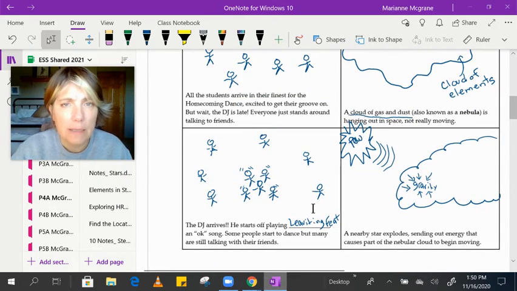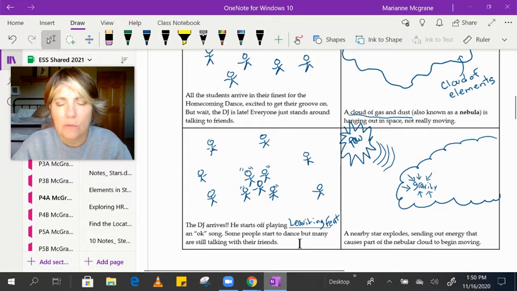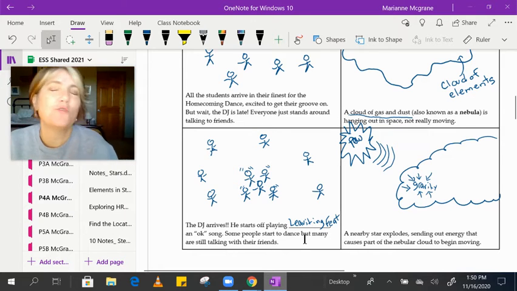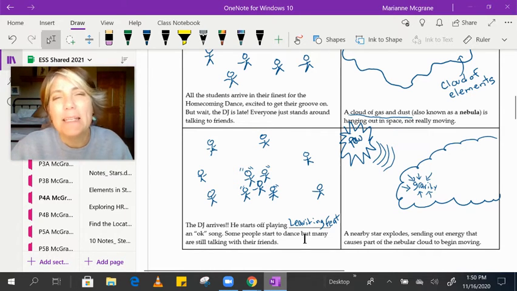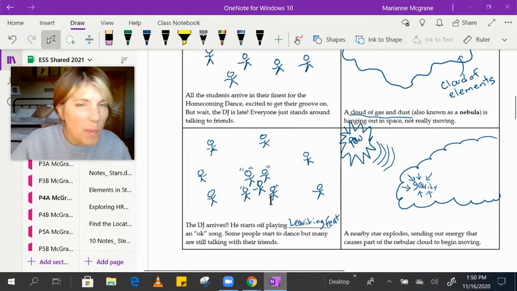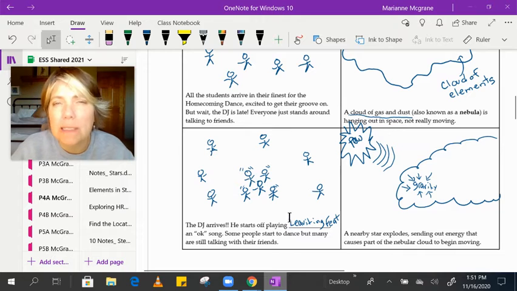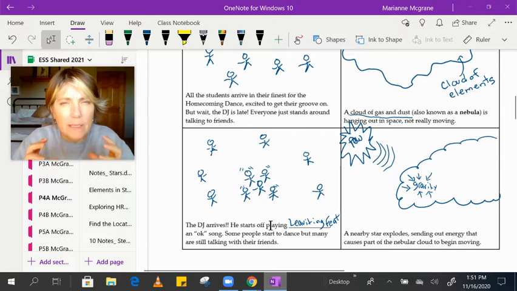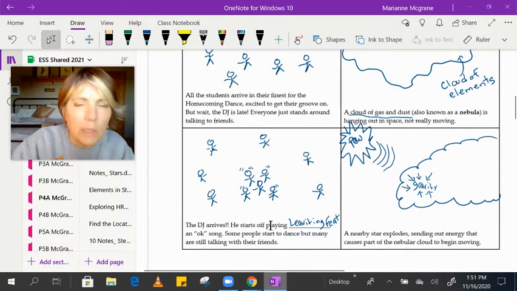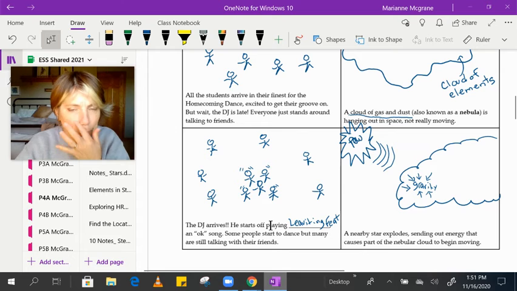In the next scene for the dance, what gets the dance started is the DJ has arrived, and he starts off playing "Levitating." Mrs. McGrain was jamming out to that one earlier. And it's an okay song. Some people are like, oh my gosh, this song, I love it, and they run to the dance floor. And so you start getting people moving around. A bulk of the people, though, are still hanging out around the edge, not really getting involved yet. But the music is the starting point, the catalyst, the push, if you will, to get the dance going.